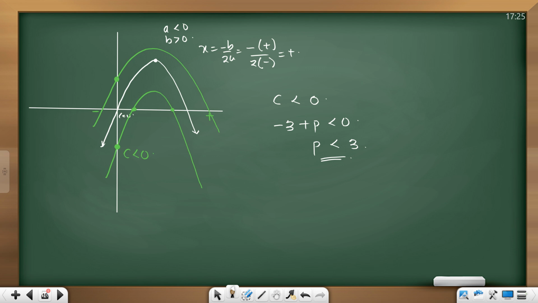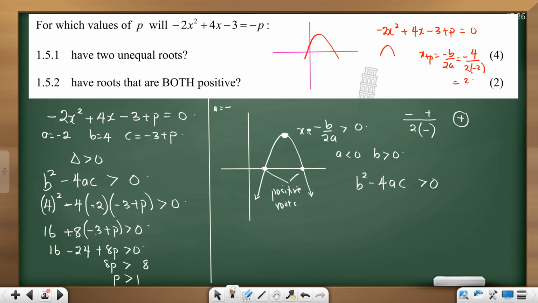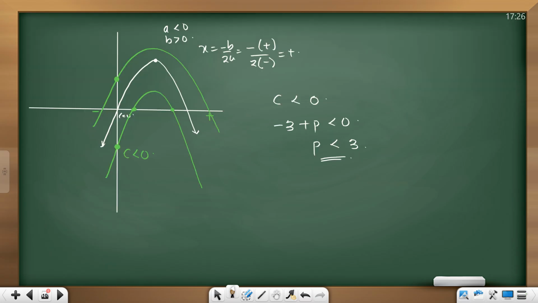But we are going to link this to the first question. We said P must be greater than 1. So P must be less than 3, but greater than 1. So it is in between those two. Oh, this is such a beautiful question. This is actually testing if you understand functions. P must be less than 3, but it cannot be less than 1, because we said for real roots, P must be greater than 1. Beautiful question. I love it. Please let me know if it makes sense.